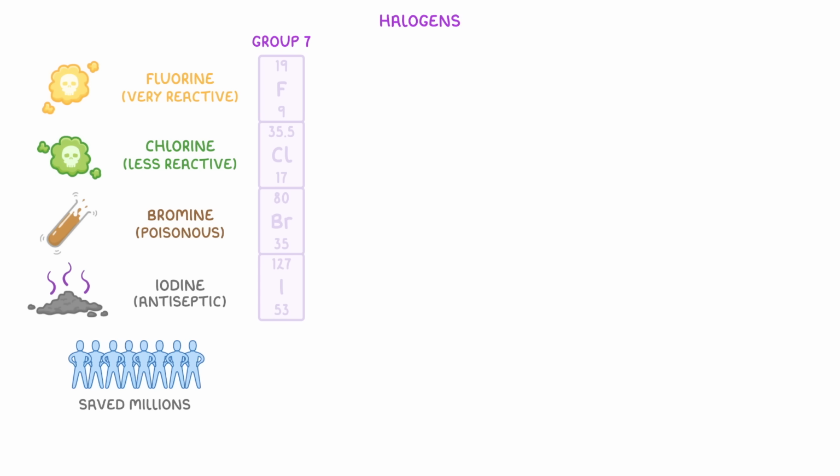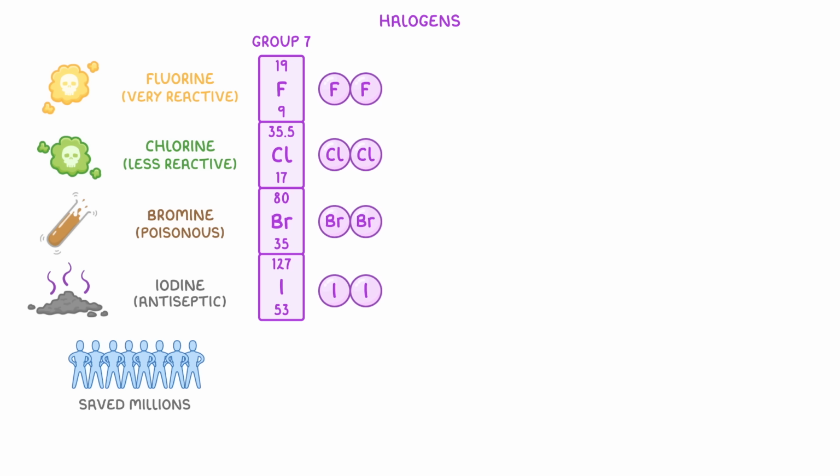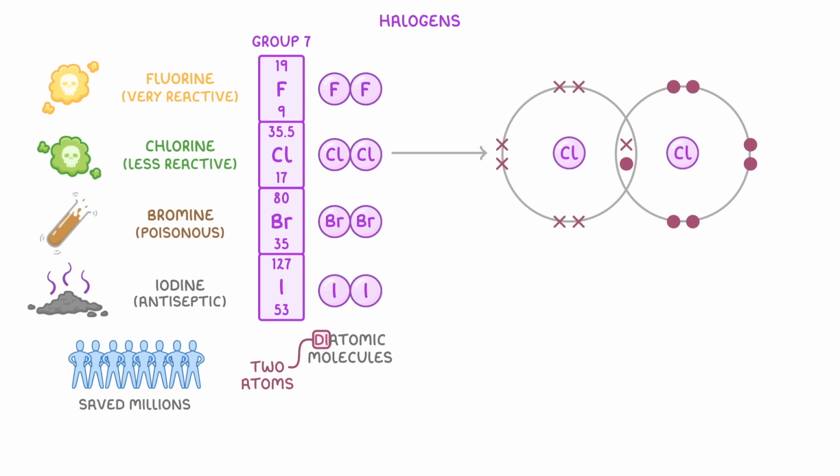All of the halogens can exist as pairs of atoms that we call diatomic molecules, which just means two atom molecules. They do this by sharing electrons and forming a covalent bond, as we've shown here for chlorine. Although this outer shell arrangement would be the same for any of the halogens.